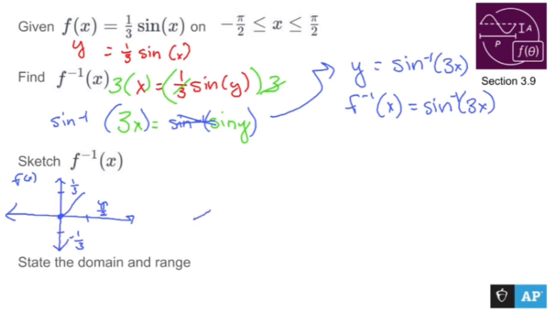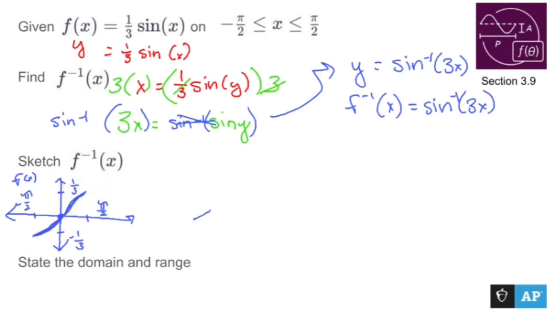Let's try that again. It's going to go down here and bottom out at negative half a pi. So a little more curve, and a little more curve. There we go. All right, that's okay.